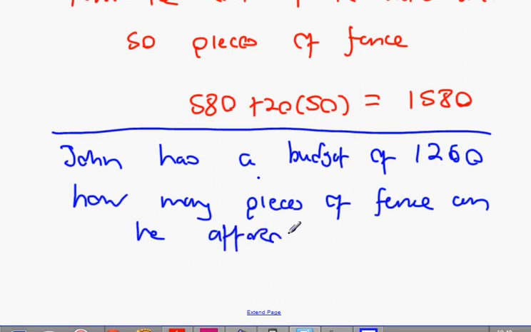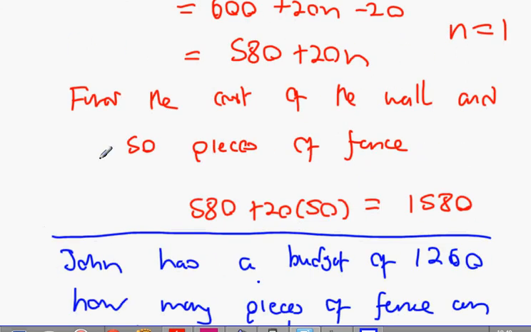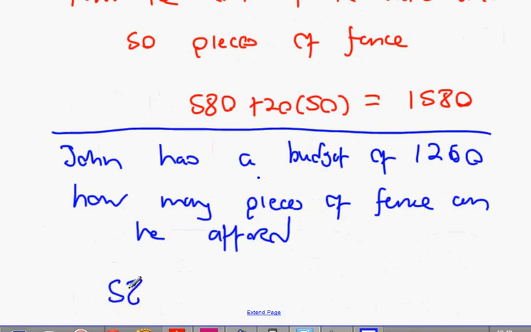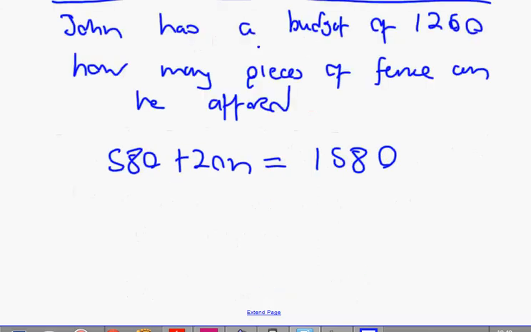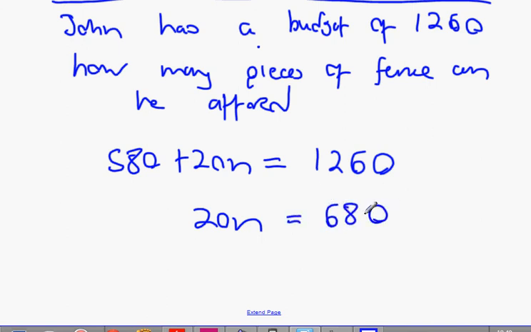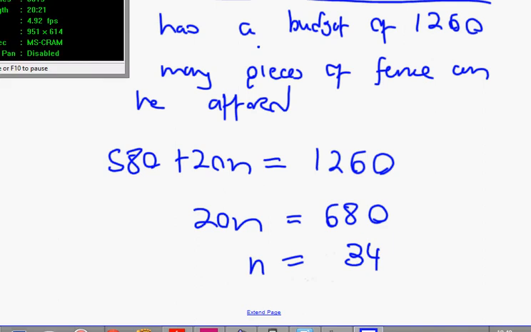So you can do it 2 ways. You can use your formula, 580 plus 20n equals 1,260. So what you do is you bring over the 580 to the other side. And what is 1,260 minus 580? I think it might be 680. And then divide 680 by 20, and how many pieces of fence can you afford? 34. 34 pieces.